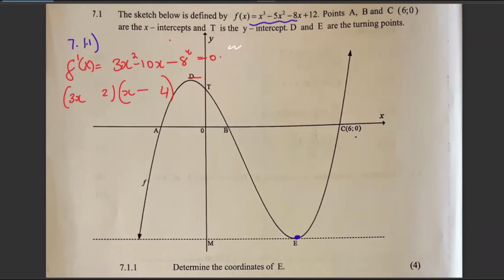We can have this as a negative and a plus. So x is negative 2 over 3, or x is 4. Okay, so the negative 2 over 3 is here, and then this should automatically be a 4. Then if this is a 4, we need the y coordinate at 4, so let's substitute and say f of 4.